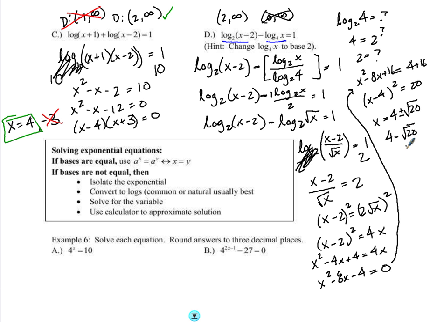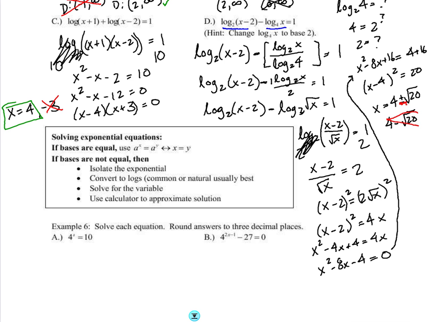So when I do 4 minus something that's bigger than 4, it's going to be something that's negative. So I have to make sure I exclude that value from my solution set, meaning that 4 minus the square root of 20 is not part of my solution set, and it only has one solution. That's a challenging problem. But again, a lot of steps, a lot of different things with logs and solving linear equations and quadratics, so make sure you follow each step carefully.